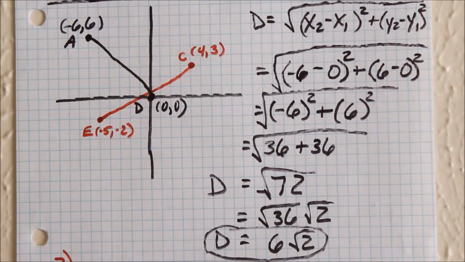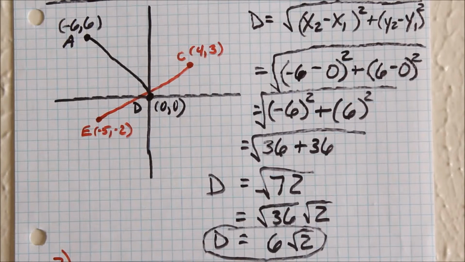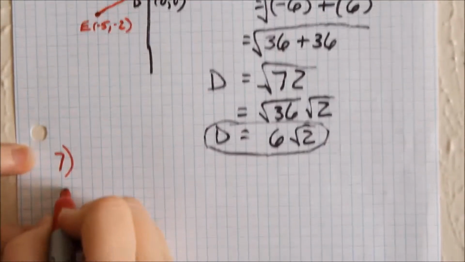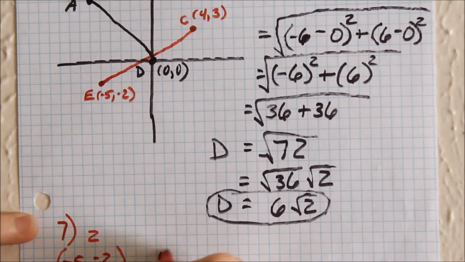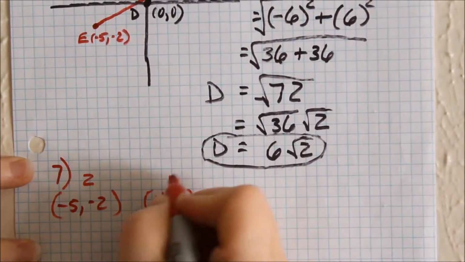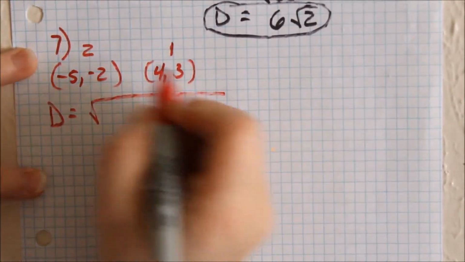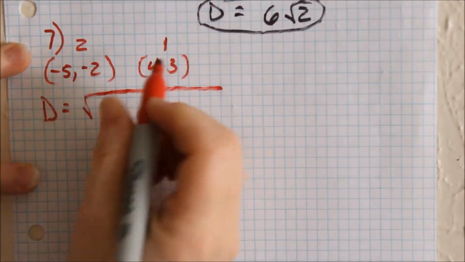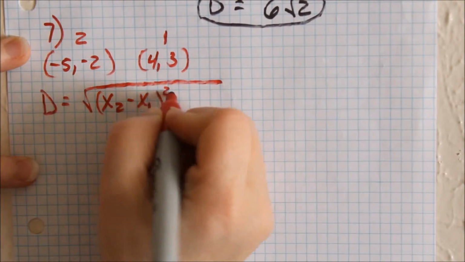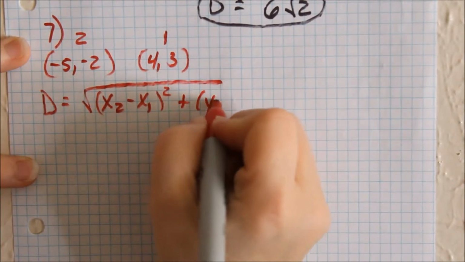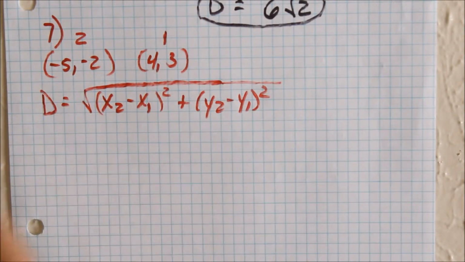Okay, I'm going to call point E point number 2, and then point C will be point number 1. So we said -5, -2 will be point 2, and then 4, 3 will be point number 1. So we start with the distance formula. I recommend you write your formulas down first and then plug everything in. The distance formula is the difference of your x's squared plus the difference of your y's squared. Add those two together and then take the square root.